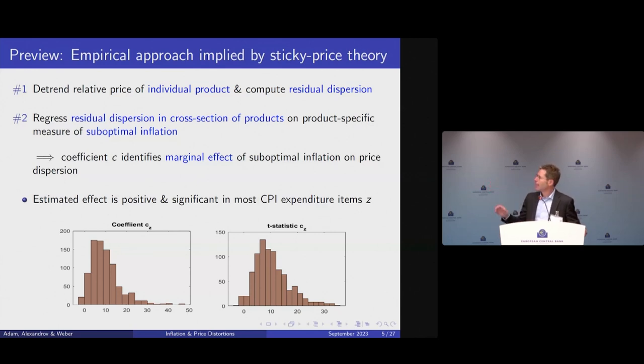That's the first stage. Now, in the second stage, we take this variance for different types of products and generate a cross-section. And then we're going to relate that cross-section to product-specific measures of suboptimal inflation. Okay. Now, we do the regression, we get a coefficient, and that coefficient is the object of interest. That's the marginal effect of suboptimal inflation on price dispersion. And I show you here that the marginal effect that we estimate, so you see the distributions of this coefficient, that is quite positive. So we estimate this coefficient in each of the roughly thousand expenditure items. So an item would be a collection of similar products in each of these items in the UK CPI. And that's the distribution we get. It's fairly positive and fairly significant also. Good.